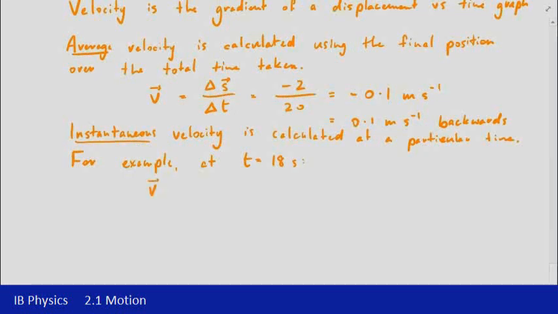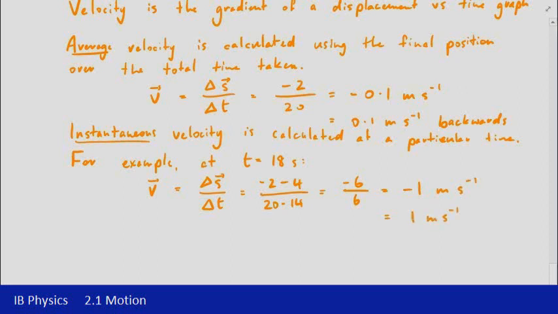So in that calculation, our change in displacement is then going to be given by -2 minus 4. So that's the change in the displacement over the change in time, 20 minus 14. And that gives us -6 over 6, which is equal to -1 meters per second, or another way of expressing that would be 1 meter per second backwards.